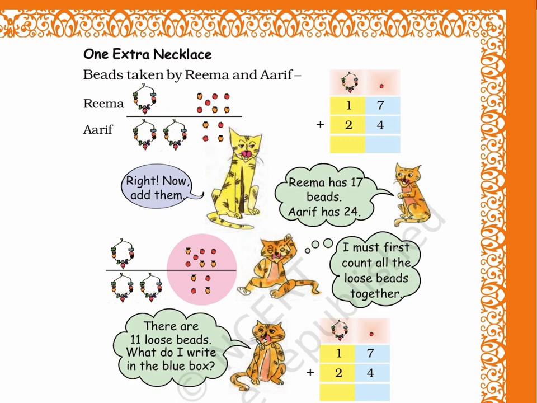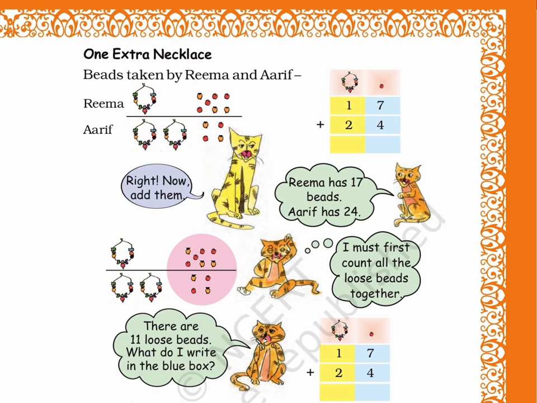Beads taken by Rima and Arif. Picture 1 shows beads of Rima, 1 necklace, 7 loose beads, and Arif, 2 necklaces, 4 loose beads. The number of beads is also written in table with yellow and blue columns, indicating tens and units respectively.